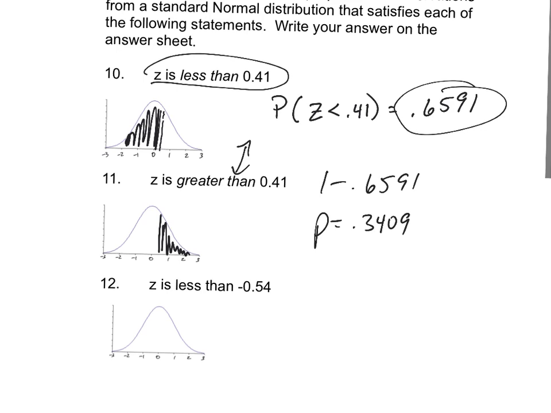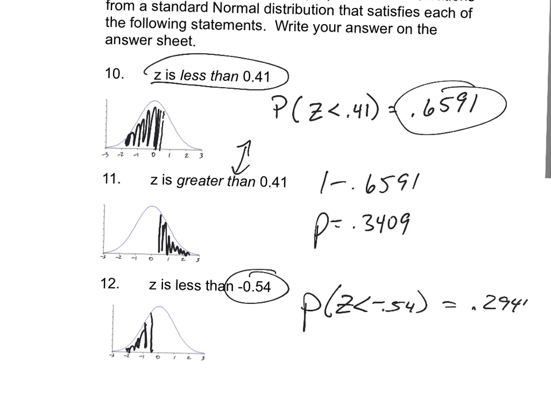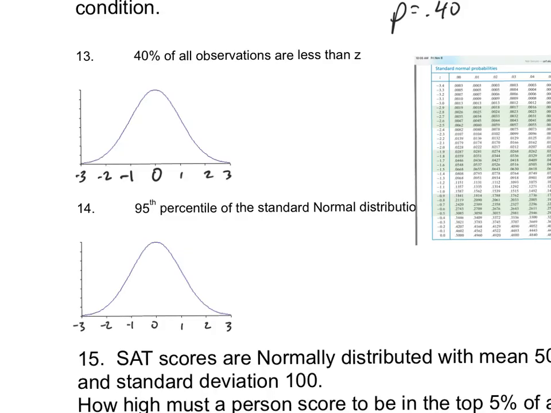On number 12, we want it less than negative 0.54, so it's just to the left of there. So we want to shade to the left. And if I look at that z-score in table A, I actually get this. Remember, z is less than negative 0.54. You should get an area of 0.2946.